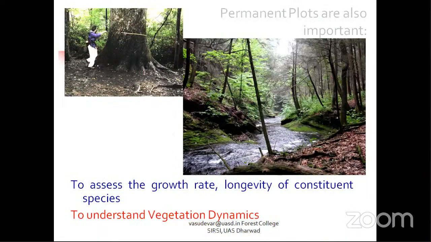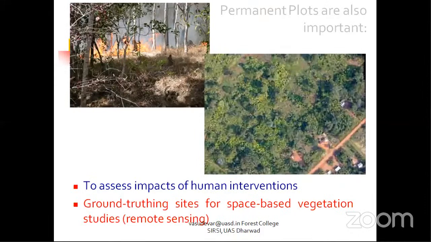We could also assess the growth rate of an individual tree. In fact, growth rate of an individual tree is an extremely important data point for calculating carbon stocks, and for knowing how long a particular tree will survive in an environment. That's the longevity of the species. It also helps us understand vegetation dynamics: over a period of 10, 15 years, the whole composition of a forest type might change for various reasons, and this is possible to see only through this. We can also have some idea about the impacts of human intervention, like fire. And if any space-based vegetation studies are done, these permanent plots will be the ground truthing sites.